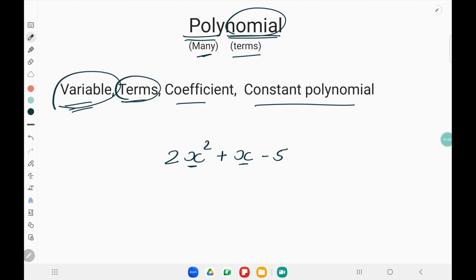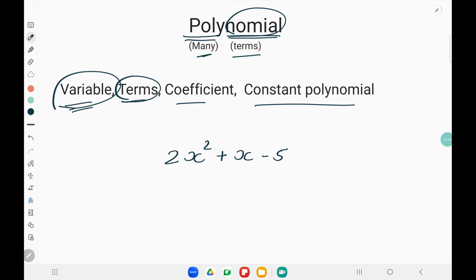Okay, what does the term mean? Terms are separated by plus or minus signs. So in this polynomial we have 3 terms. This is the first, second and third term. So terms are separated by the plus and minus sign.